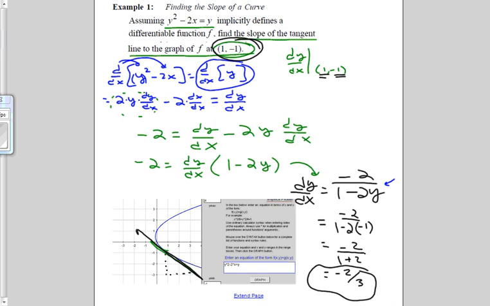All right, so I'm going to stop this video, and we're going to have another video coming up. In the next video, we're just going to go through further examples of finding implicit differentiation.